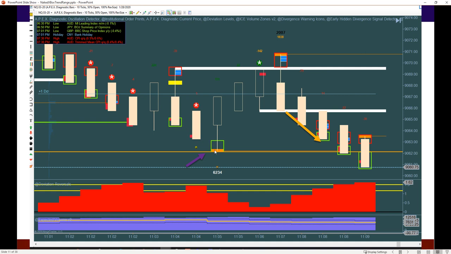Did this trade get 10 ticks? Right here. No, it did not. Does that mean it's a losing trade? We're going to talk about that in a minute. We're going to come back to that.